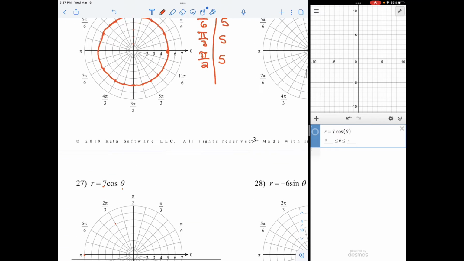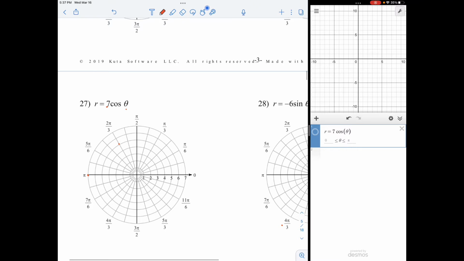Okay, now let's do number 27. Once again, we're going to start with the theta r table, and we're going to choose values of theta based on what they've given us. I might try doing some of the pi over 4s because it'll make it a little bit more tight. But we're going to start when theta is 0. When theta is 0, cosine of 0 is 1, so r would be 7. So theta is 0, r is 7.